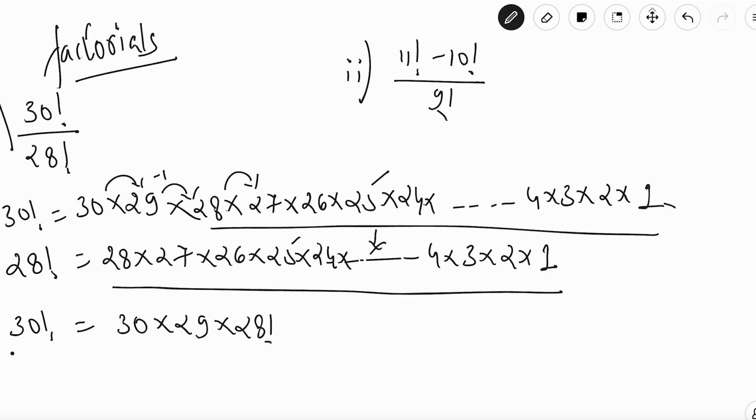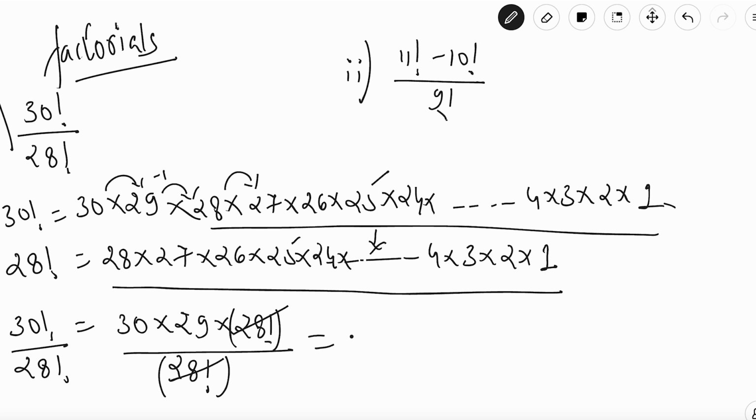Okay, so when we have 30 factorial divided by 28 factorial, it is 30 into 29 into 28 factorial, and the denominator is also 28 factorial. We can cancel both these, numerator and denominator. Why? Because both are same. So the final answer is 30 into 29. This becomes our final solution.